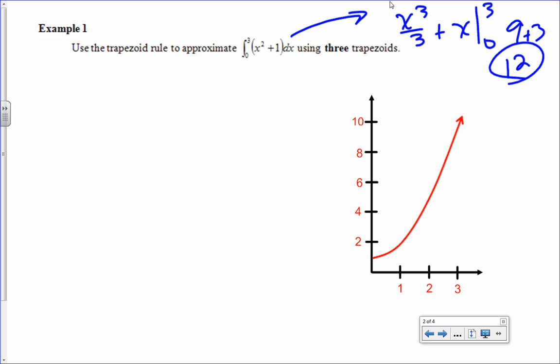Okay. And so go ahead and put your trapezoids in there. You can kind of see mine now. I basically just went to 1 and I went up to the graph right here, and then I just went back to that value there. And as you can see, that is a trapezoid.